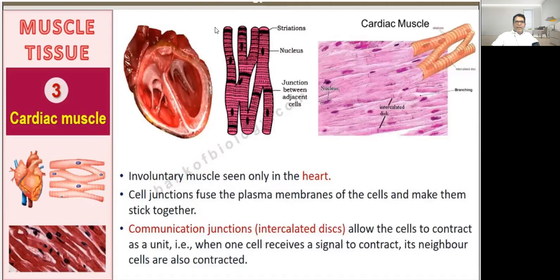Then the third one is cardiac muscle. Cardiac muscle is an involuntary muscle seen only in the heart. You cannot find cardiac muscle in any other place. It is present in the heart. So this is the heart. This is cardiac muscle.